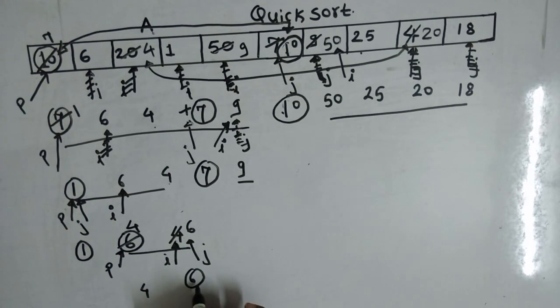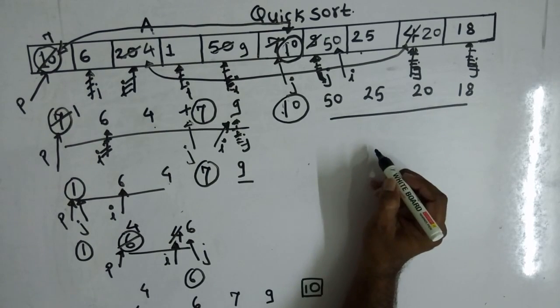So here our procedure terminates, and by this time if I rewrite the entire left part, it will look like this. I have 1, 4, 6, 7 and 9, and here is where our first pivot is sitting. If you observe the left part, it is sorted in ascending order: 1, 4, 6, 7, 9. Similar procedure can be applied on the right part.